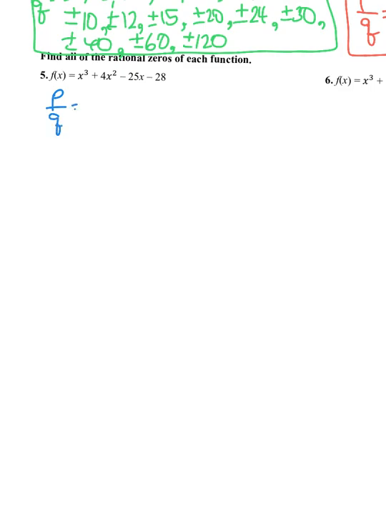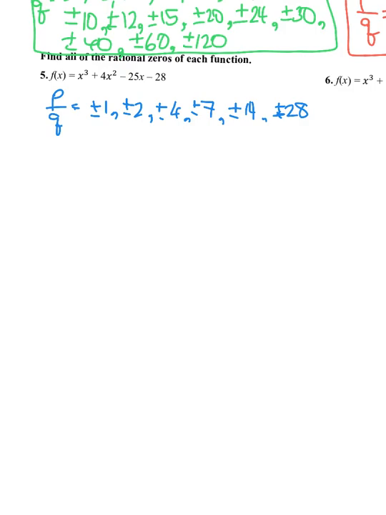And since the denominator is 1, I know it's just going to be the factors of 28. So I have plus or minus 1, plus or minus 2, 4, 7, 14, and 28.